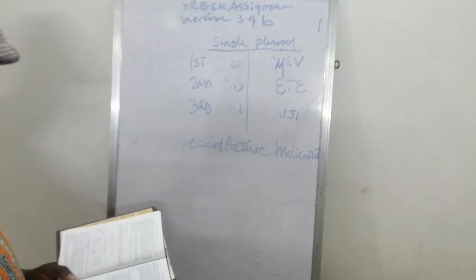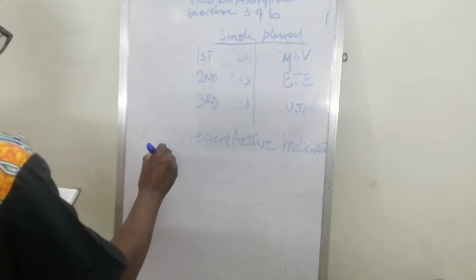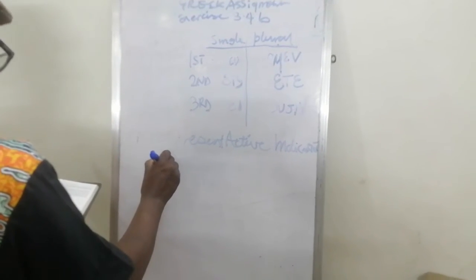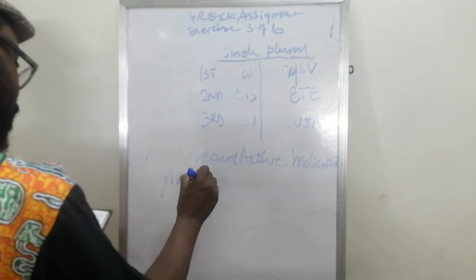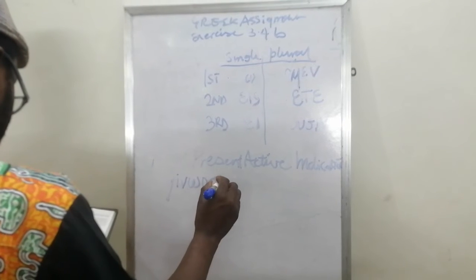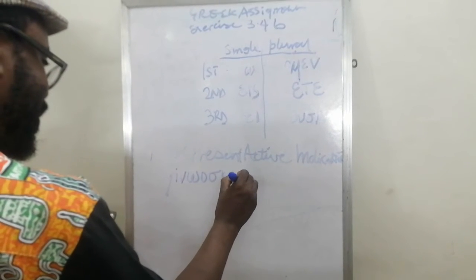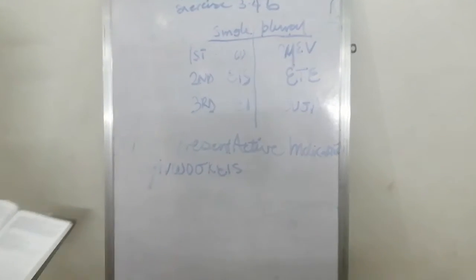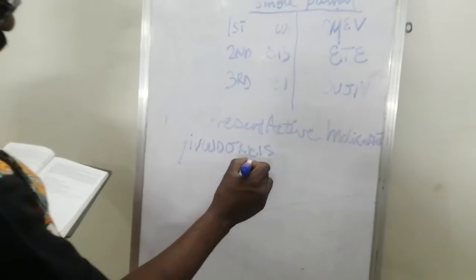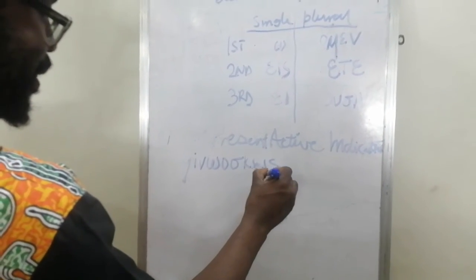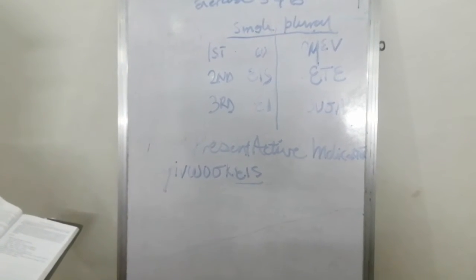So the first word that we have here is the word ginoskeis. Ginoskeis ends with the second person singular ending, eis. That's the first word we have to parse today.